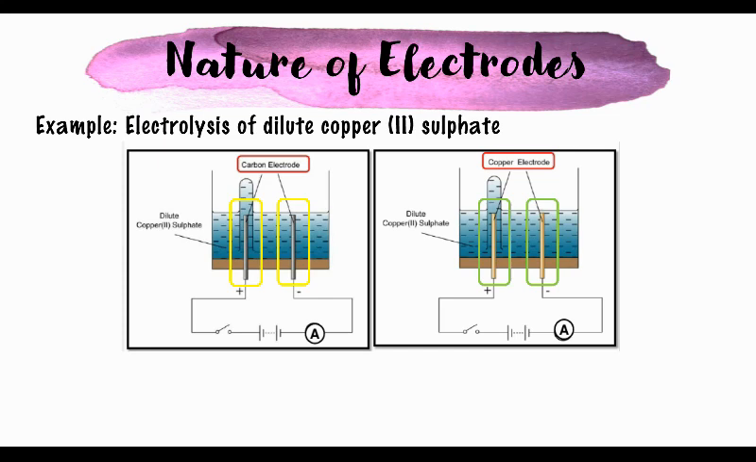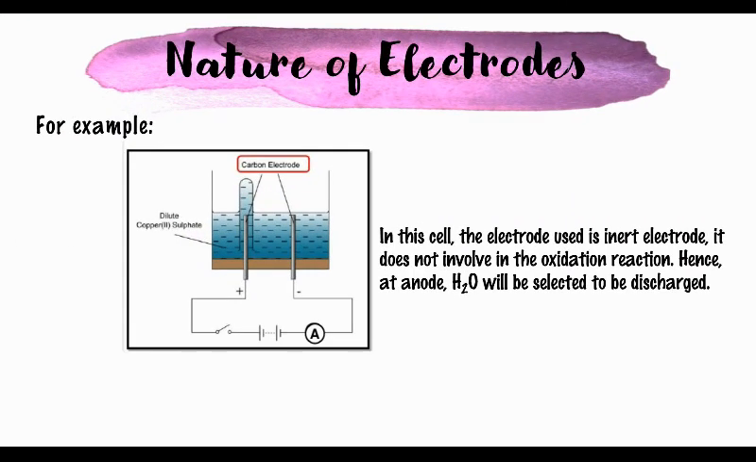Let's take a look at the electrolysis of dilute copper(II) sulfate solution using two different types of electrodes. The first cell is using carbon electrode, while the second cell is using the copper electrode. For the electrolysis that uses the carbon electrode, the electrode is inert. Hence, at anode, water will be selected to be discharged.